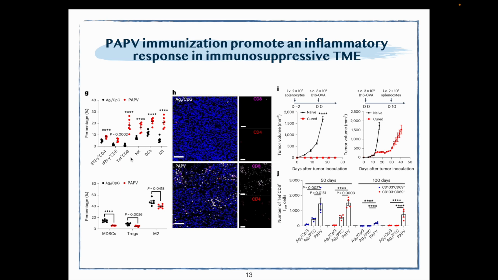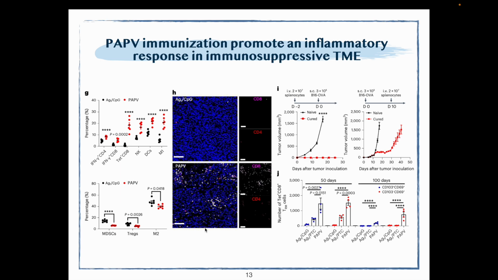In Figure G here, we can see that the anti-tumor immune cells, including CD4, CD8, NKs, DCs, and M1 macrophages, are all increased after the PAPV treatments. And the pro-tumor immune cells, including the myeloid-derived suppressor cells, Tregs, and M2 macrophages, are all decreased after PAPV treatments. And in Figure H, the PAPV treatment shows an increase of CD8 positive T cells and CD4 positive T cells infiltrating into the lung area.